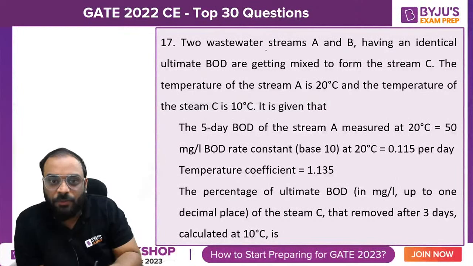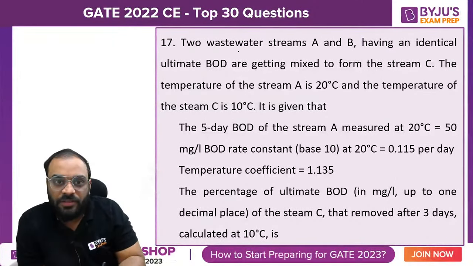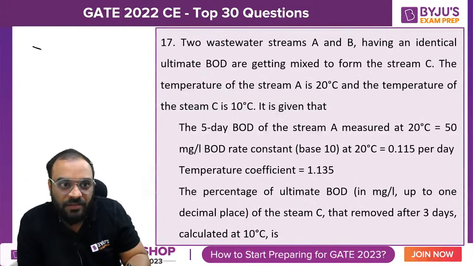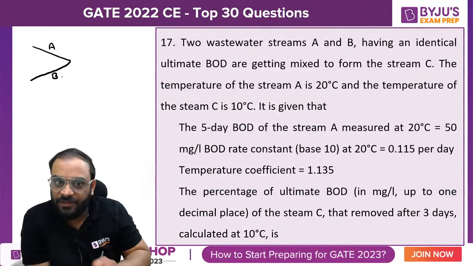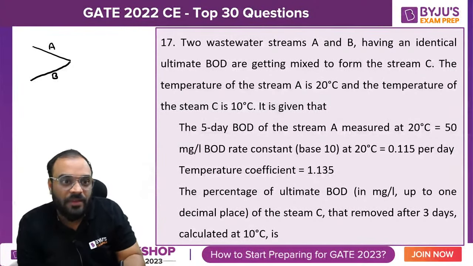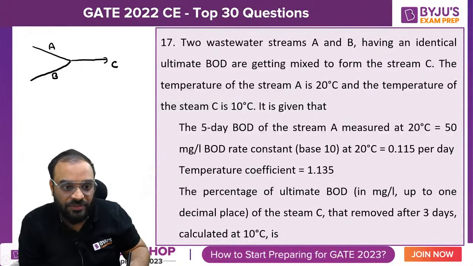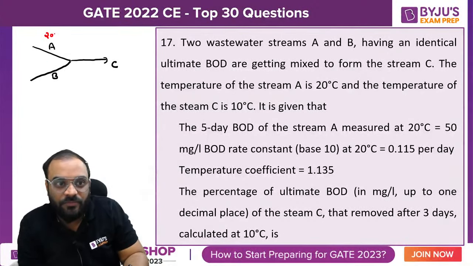So let's understand the problem first, then we will solve it. Okay, be careful while reading the question. There are two wastewater streams, which are A and B. This is A and this is B. Right? And they have the same BOD. They are getting mixed, and ultimately you will get a stream C. The temperature of A is already given to us, which is basically 20 degrees centigrade. Right? And the temperature of stream C is already given to us, which is 10 degrees centigrade.